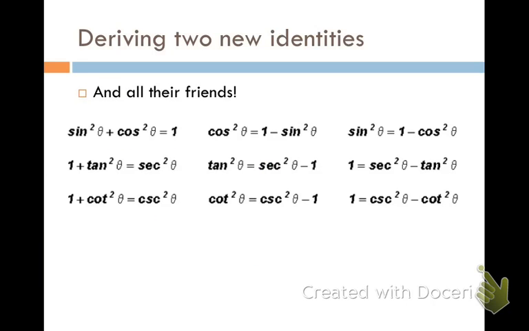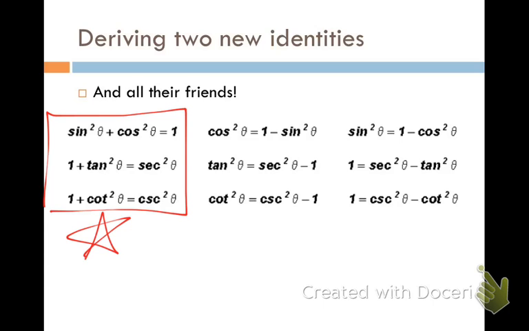And there are a lot of other identities that come along with this. So these are the first three, but then rearranging them, you get the other 6. It's most important to know these first 3. It's very helpful to learn the other 6.